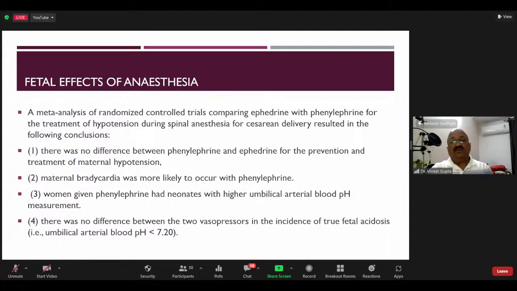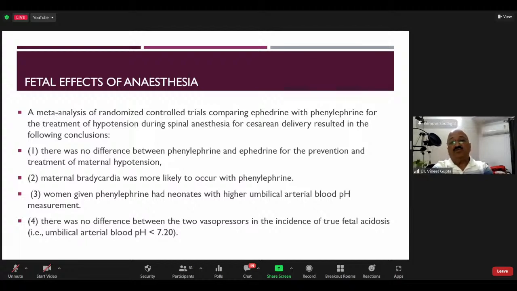A meta-analysis of randomized controlled trials comparing ephedrine with phenylephrine for the treatment of hypotension during spinal anesthesia for cesarean delivery resulted in the following conclusions. There was no difference between phenylephrine and ephedrine for the prevention and treatment of maternal hypotension. That means they are equally effective in treating maternal hypotension.